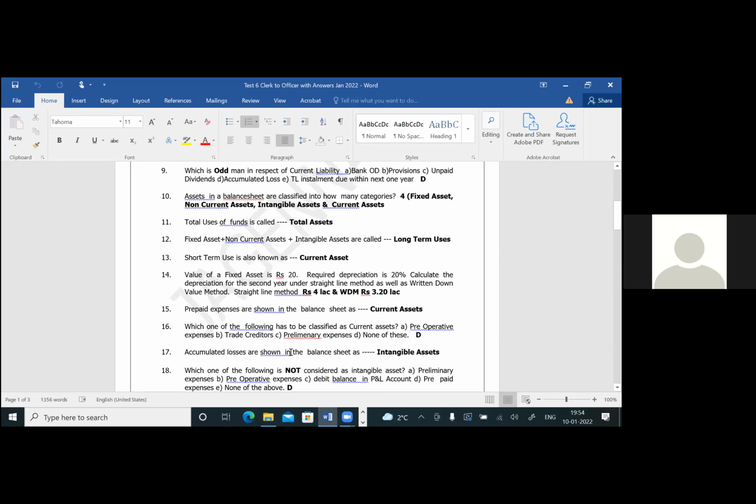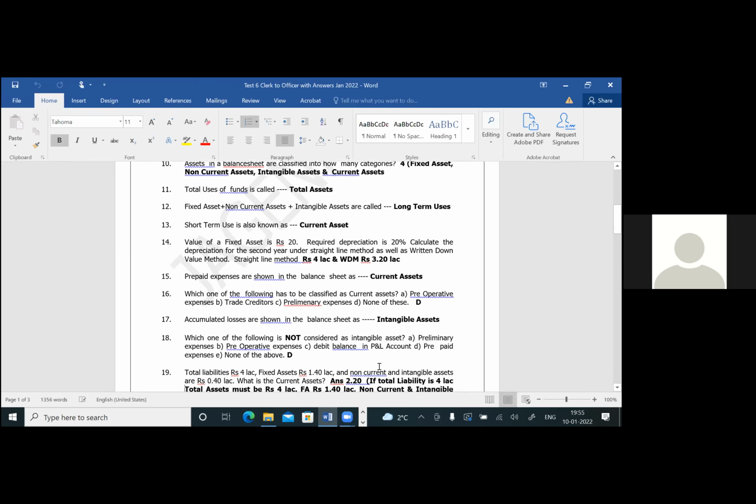Then question number 17. Accumulated losses are shown in the balance sheet as intangible asset. Again and again, I am telling you, the reserves and surplus, the profit will be taken to net worth. Whereas if there is a loss, it will be shown as accumulated loss under intangible assets in the balance sheet, because the firm can claim some income tax exemption from the accumulated loss. So accumulated losses are shown in the balance sheet as intangible assets.